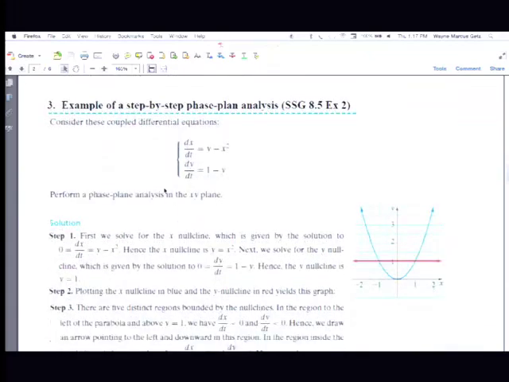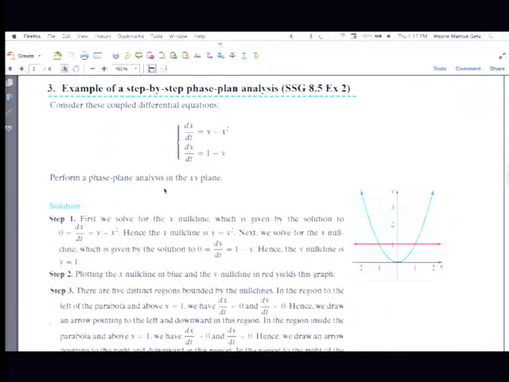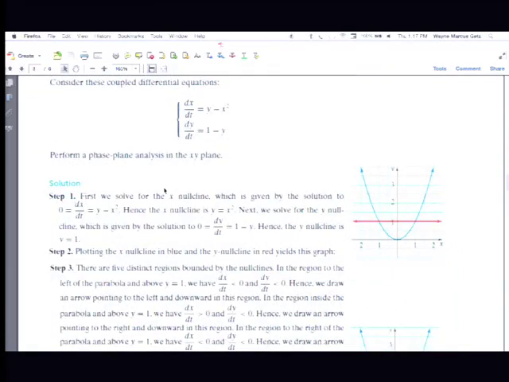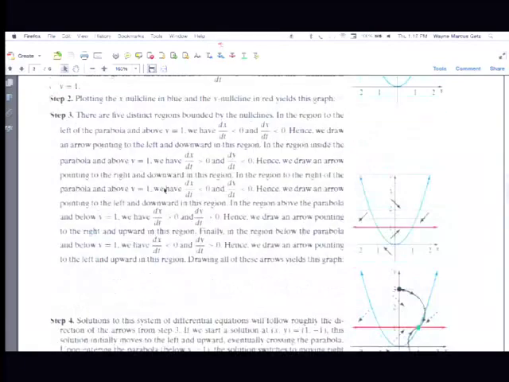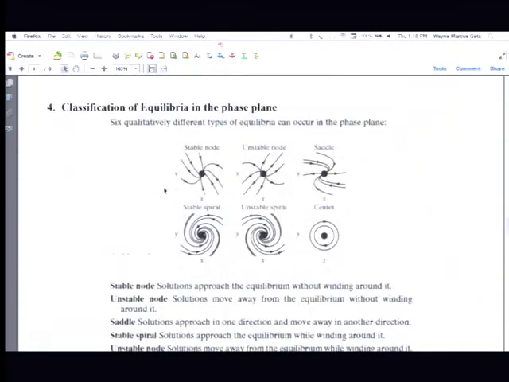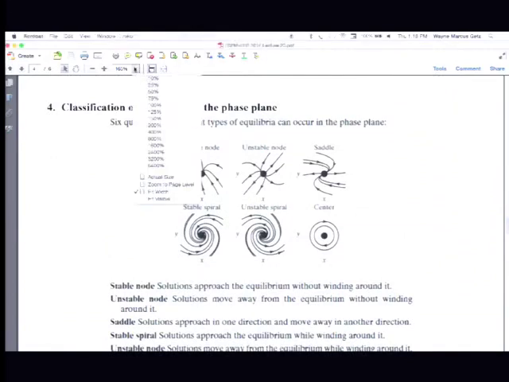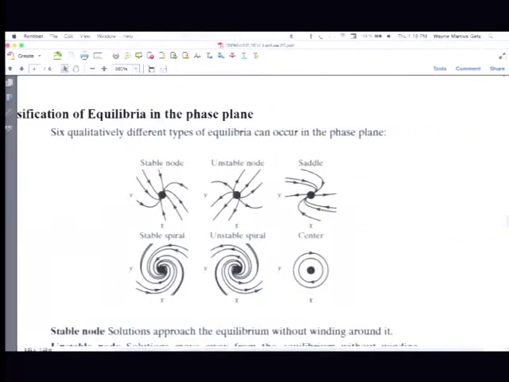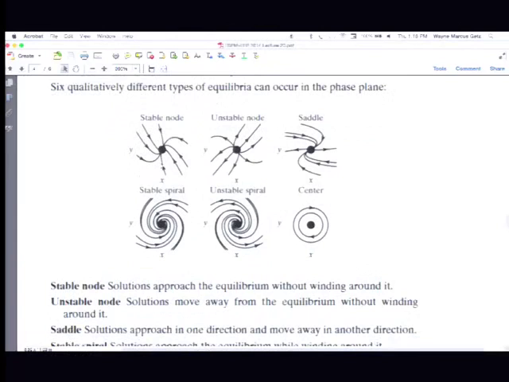If you want to practice working with phase plane analysis in the textbook, you can look at example 2, which considers this differential equation. This differential equation is of no biological interest, so I'm not going to talk about it. It's just of interest on how to plot curves. But what we're going to do is have a look at this classification of equilibria in the phase plane. As we go through different examples in the next couple of weeks, and we do a phase plane analysis, you'll see these different cases coming up.